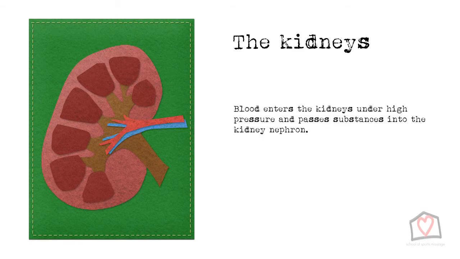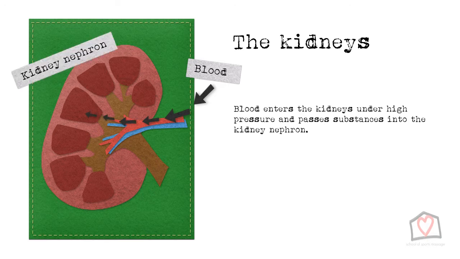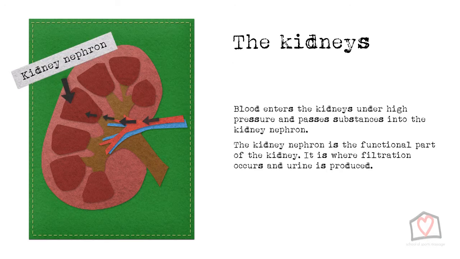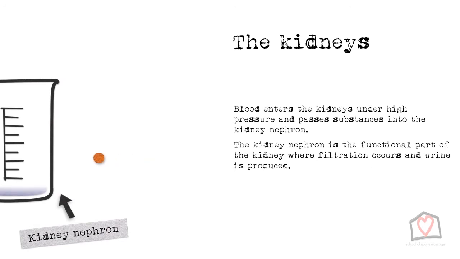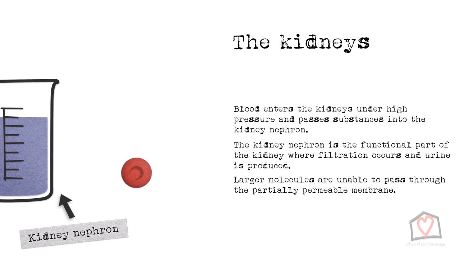Blood enters the kidneys under high pressure, where it passes substances into the kidney nephron. This is the functional part of the kidney where filtration occurs and urine is produced. The high pressure forces small substrates out of the blood and into the nephron, including water molecules, toxins, glucose, etc. The larger molecules, including red and white blood cells, will not be able to pass through the partially permeable membrane.